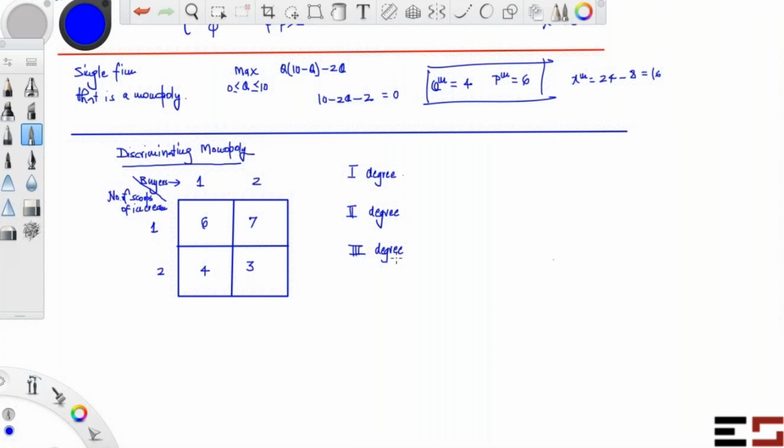Okay, so let's first solve for first degree. That's the easiest. So tell me, what menu of prices will you offer to consumer one? What menu of prices will you offer to consumer two? So basically here you are free to choose P11, P21, P12, P22.